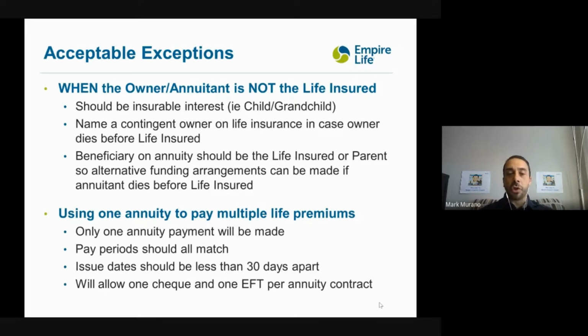So we need to ensure everything matches. The pay periods need to match. So if it's a 10-pay, it's a 10-pay for all kids. Issue dates: the issue date must be relatively the same, if not the same day, but within 30 days of each other. So that when the annuity does its transfer of premium, it's all coming at the exact same time, and we don't run into any grace period issues or lapse issues with the contract. So we can do one annuity for multiple premiums, but there's a bit of extra work in the setup, which again, Jordan and I can help walk you through and make sure it's all set up. But just be cognizant of that scenario.